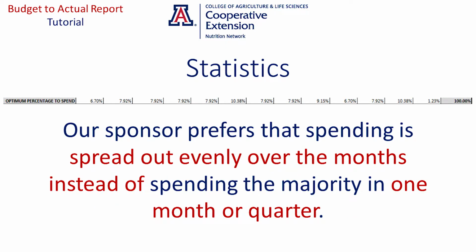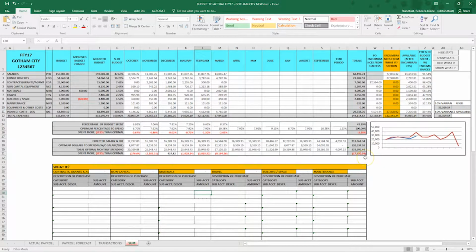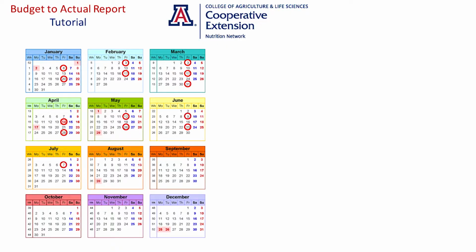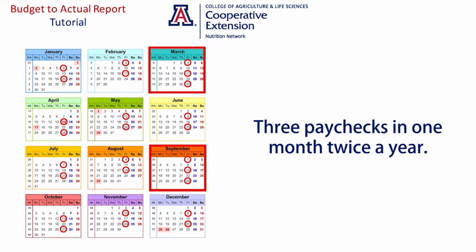Our sponsor prefers that spending is spread out evenly throughout the year instead of spending the majority during one month or quarter. This section shows an even distribution of expenses over the course of a year. The numbers will not be completely equal due to payroll being processed differently in certain months. Since the university processes payroll on a bi-weekly basis, 26 paychecks per year, there are 3 payrolls in 1 month instead of 2, twice a year, accounting for the larger number in some months.